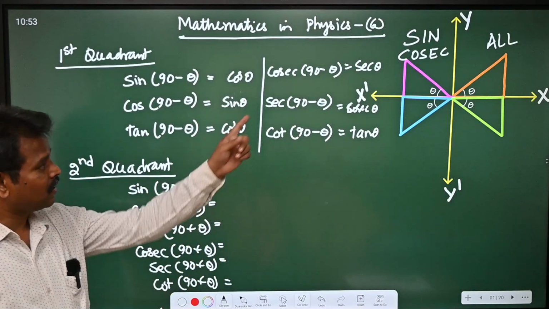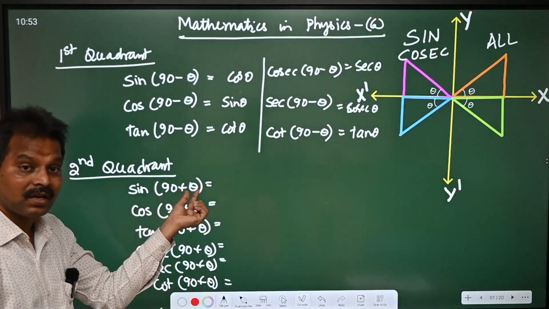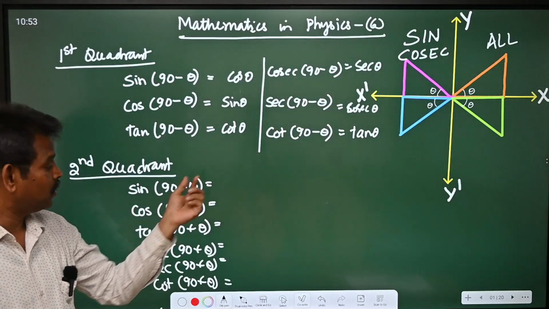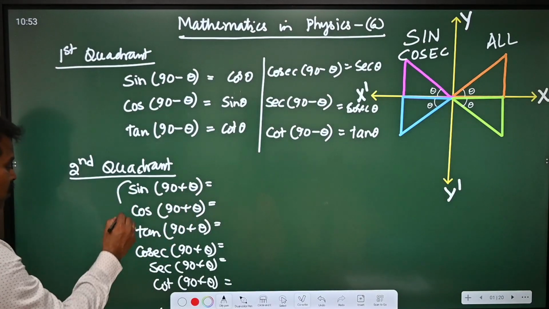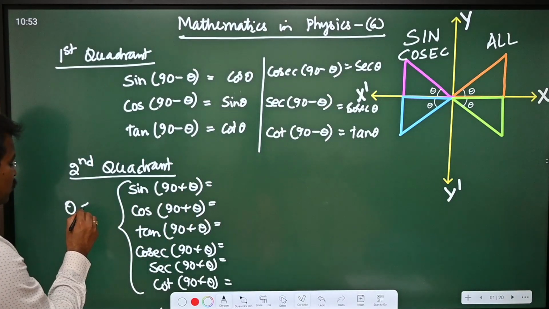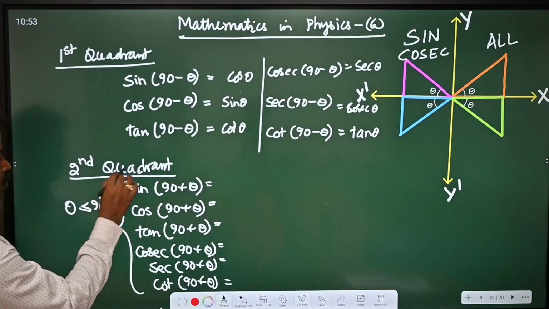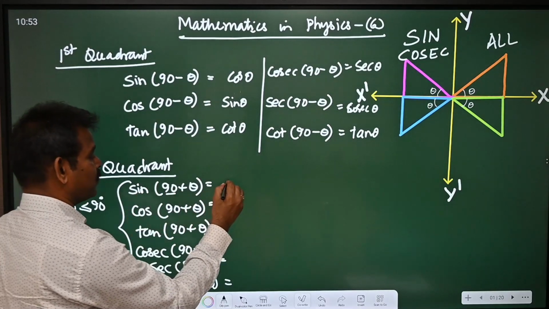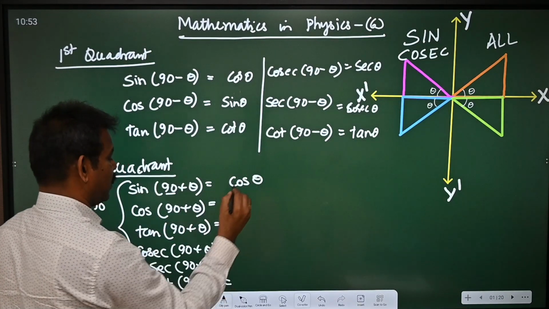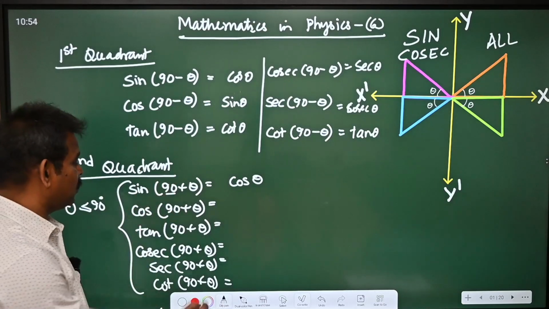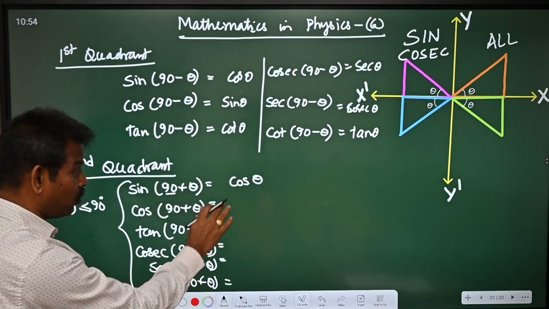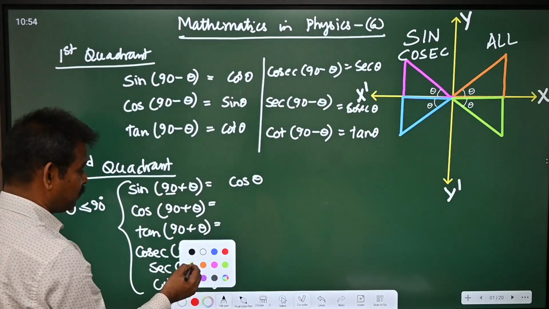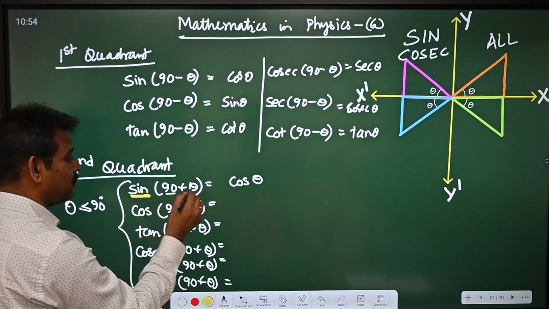These are the values that lie in the second quadrant if theta is less than 90. Suppose if it is 90 plus 100, this will go into the third quadrant. Here theta should be less than or equal to 90, then only they lie in the second quadrant. Sine 90 plus theta will become cos theta. But sine in the second quadrant is positive, so you take it as positive only. Don't consider cos here. We are finding sine 90 plus theta. Sine 90 plus theta is cos theta.